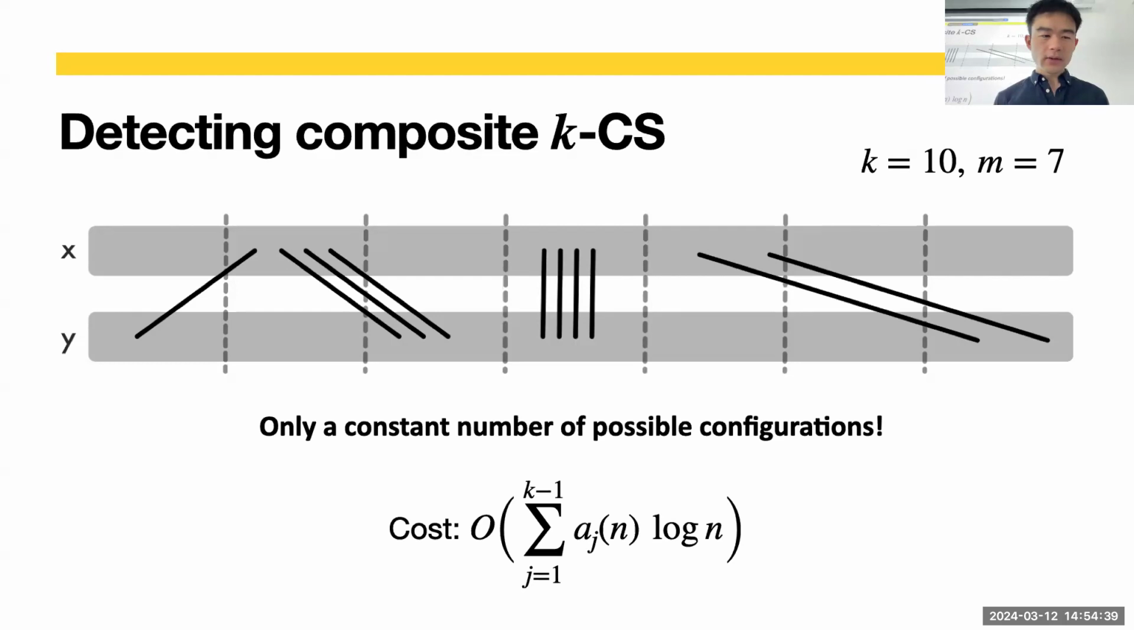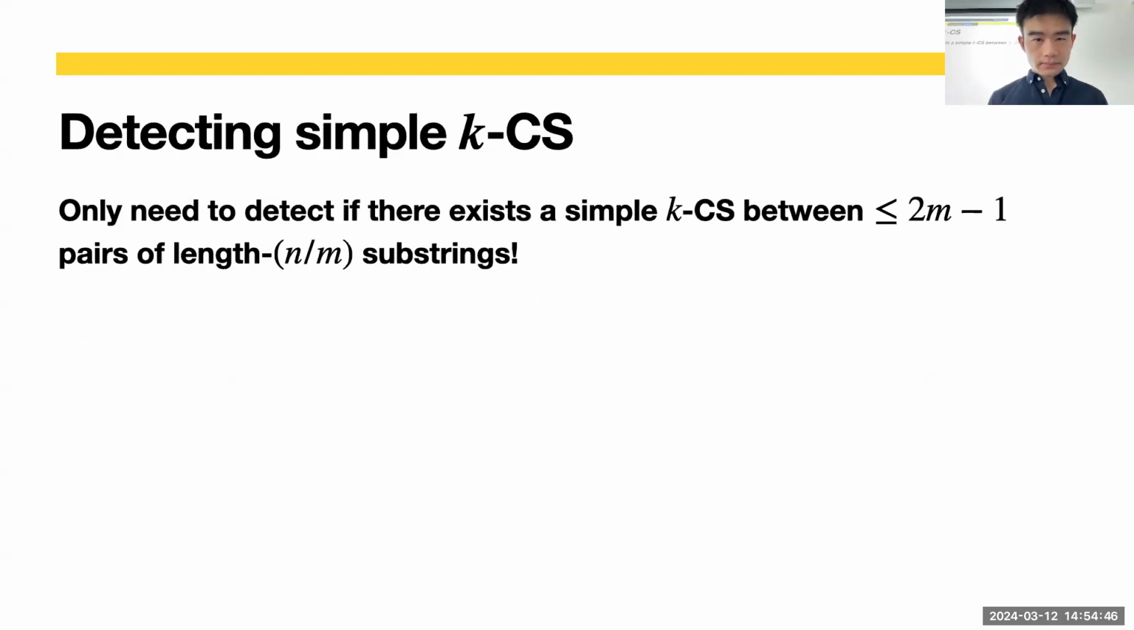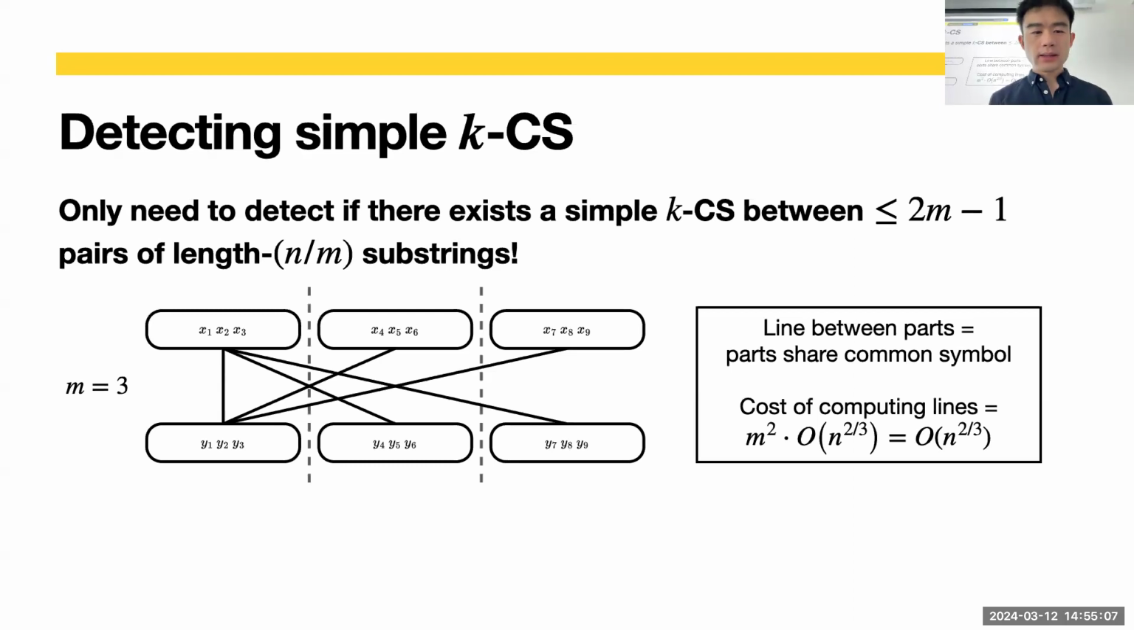Now things that are not composite are simple, so we also need a procedure to detect these simple KCSs. And here, the crucial observation is that we only need to detect if there exists a simple KCS between at most 2m-1 pairs of length n over m substrings. So m is the number of parts we've divided the problem into, remember? So let's look at this schematically. Recall that simple KCSs are those that go entirely between a single part of x and a single part of y. Since we have divided x into m parts and y also into m parts, there are m squared pairs of parts between x and y.